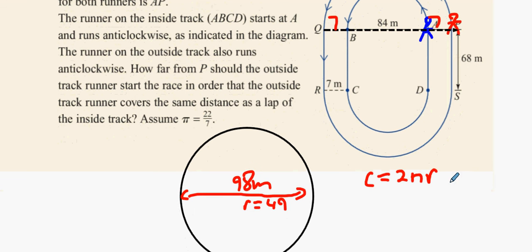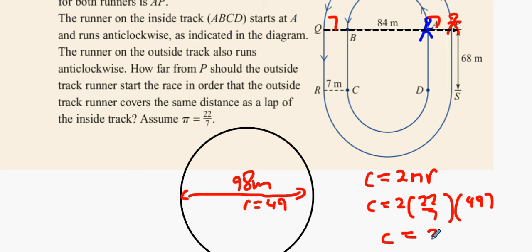2 pi r, which is going to be 22 over 7 times 49. What do you get? 208? 300. 308, sorry, my fault. 308 meters. Cool with that? Whoa. Something's wrong. Oh no, it's not wrong. What's 308 divided by 2? 154. Somebody needs to be banned from answering questions.